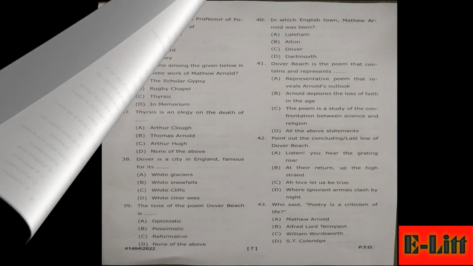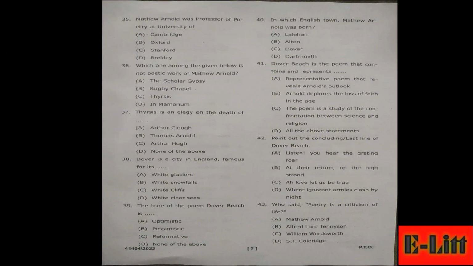Next question is, to which historical period did Alfred Lord Tennyson belong? The correct answer is the Victorian period, friends. Next question. Matthew Arnold was professor of poetry at the University of. The correct answer is Oxford. Which one among the given below is not a poetic work of Matthew Arnold? The correct answer is In Memoriam.